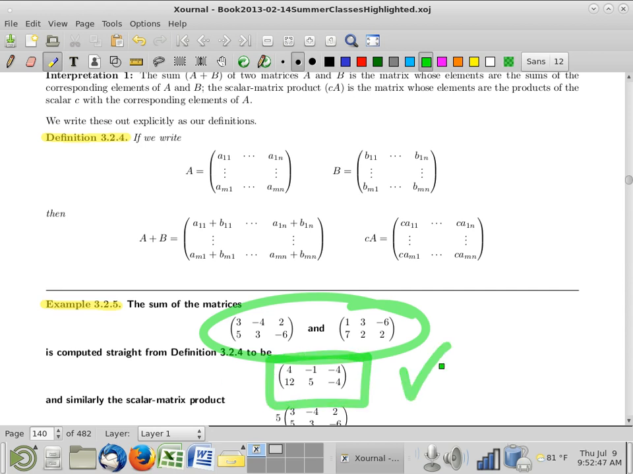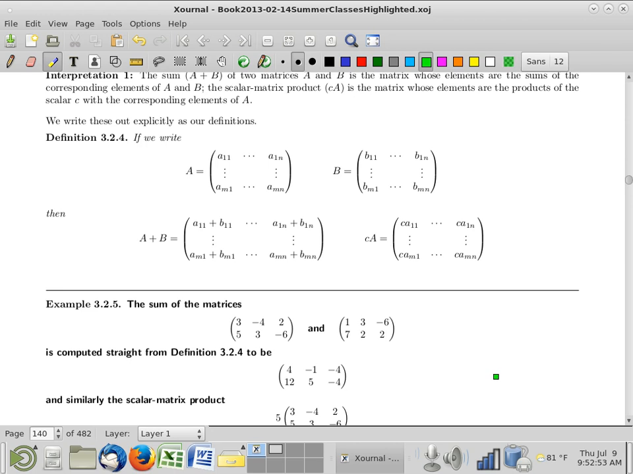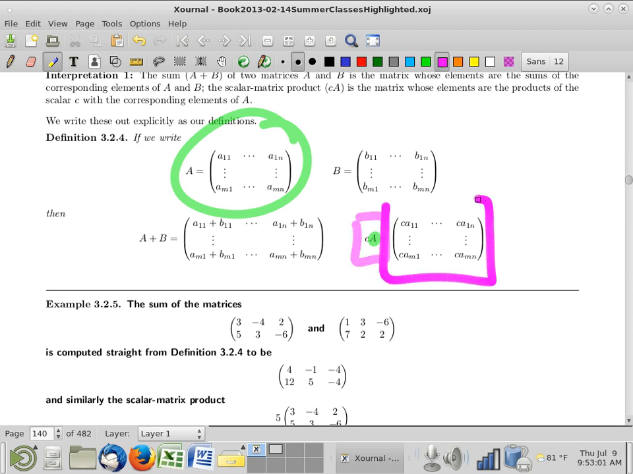One entry at a time. Let you guys check the details. I'm going to leave it to y'all to read through the next part that I did in parallel here, and that is that if you have a matrix and you want to multiply that matrix times a scalar C, then you do that one entry at a time as well.